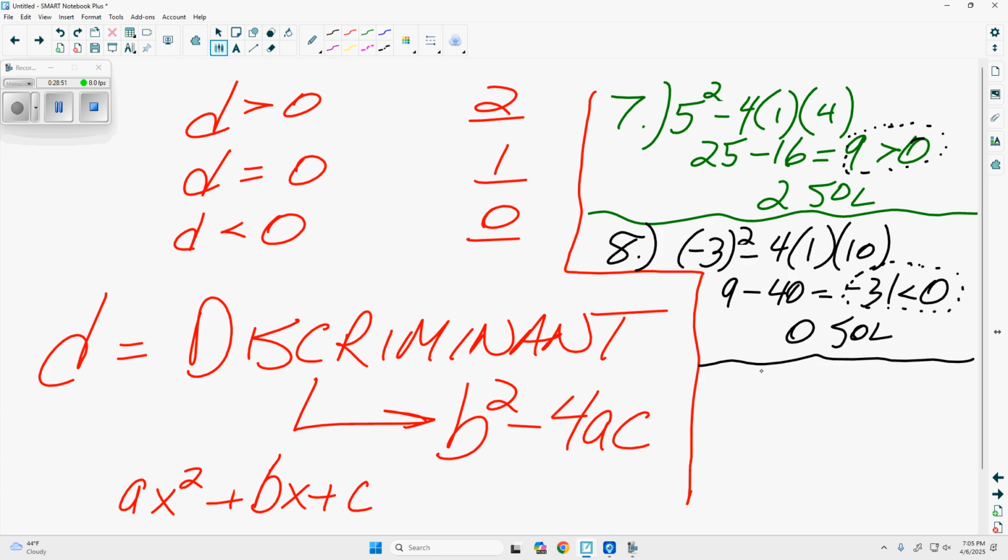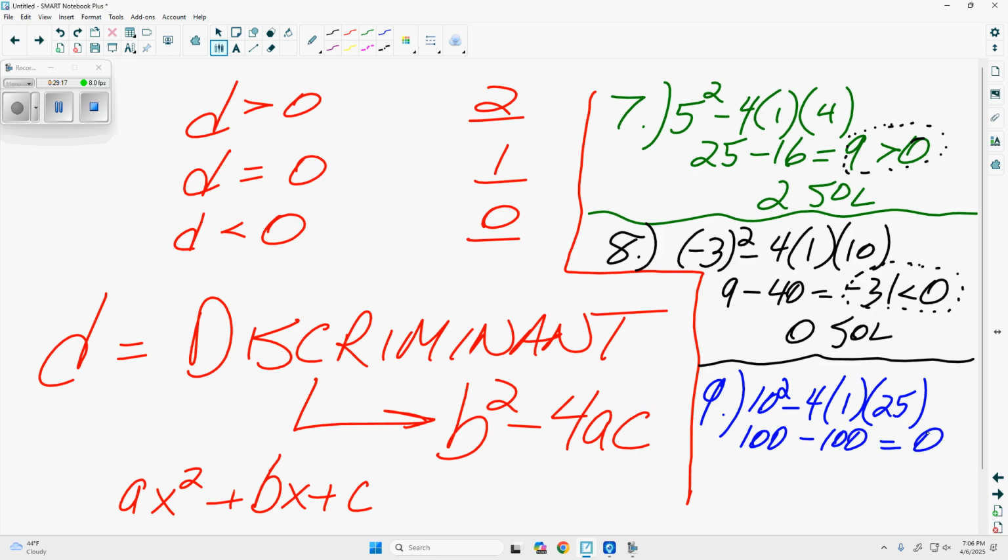All right, and last but not least, let's do number 9. It is b squared minus 4ac. So it's going to be 10 squared minus 4 times 1 times 25. Oh, I can do that one. Here we go. That's 100 minus 100, which equals 0. So if it equals 0, then it's 1 solution. Well, yippee skippy. Okay, that's it. Those are our notes. That is the discriminant.